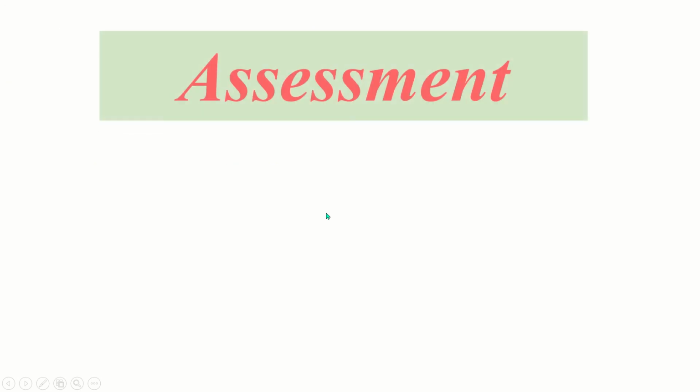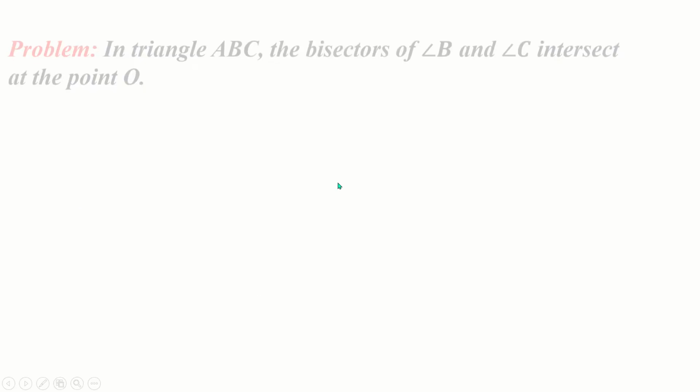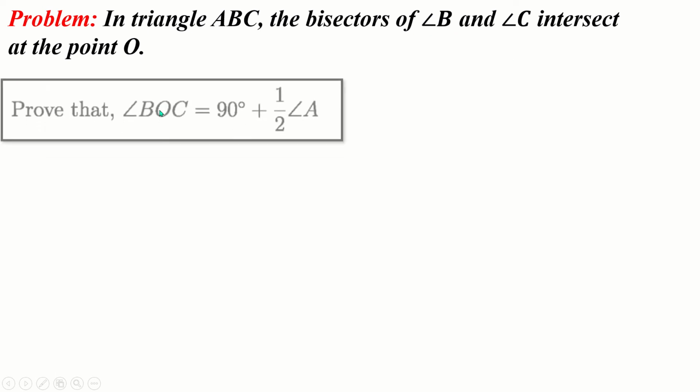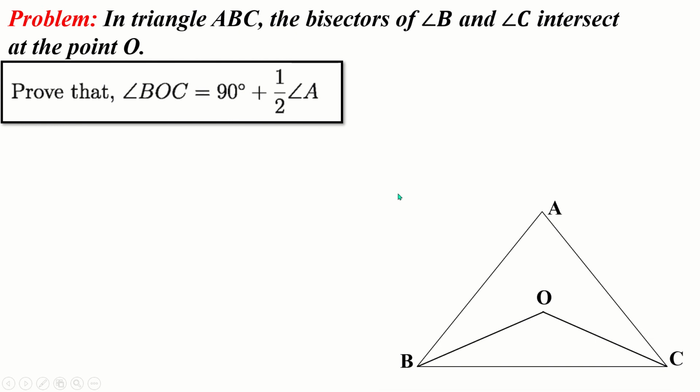Now the creative question will be like this: two numbers same as number 12 and three numbers same as number 16. Just you have to write them in arrangement. Now follow another theorem. In triangle ABC, the bisectors of angle B and C intersect at the point O. Prove that angle BOC is equal to 90 degrees plus half of angle A. Follow the figure.